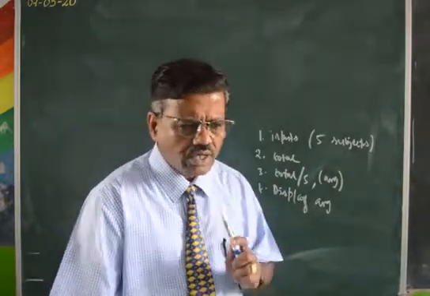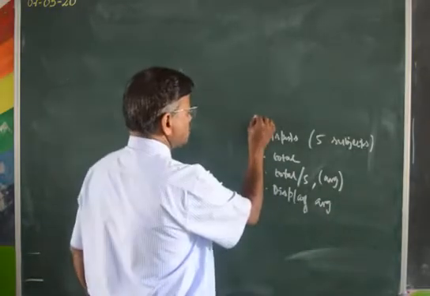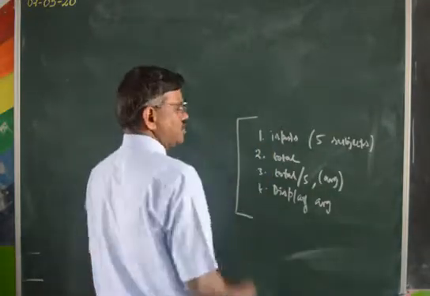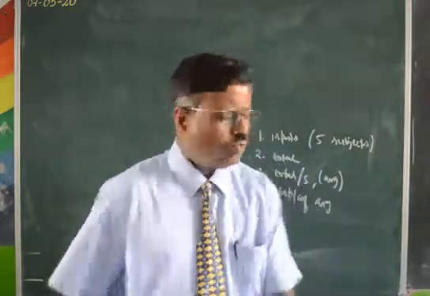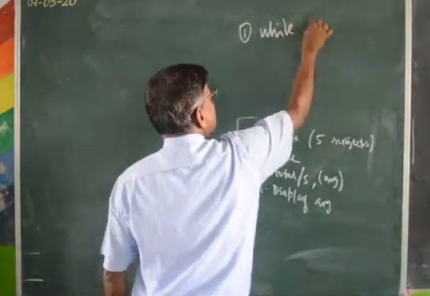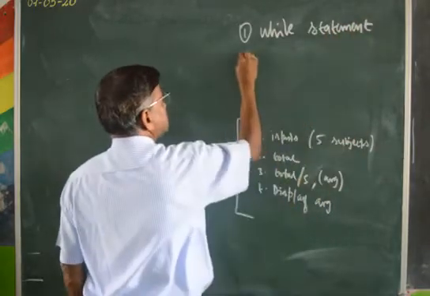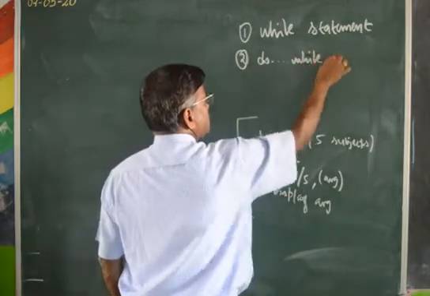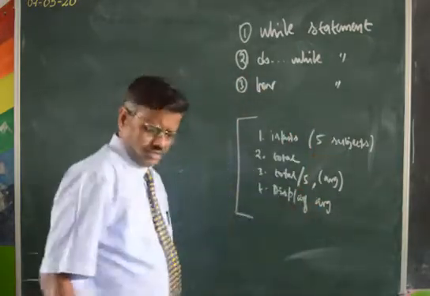Instead of doing it for one individual student, I want to do it for an entire class. So here I have a looping. What do I use? There are 3. Java allows us to use 3 looping statements. One is known as the while statement. Second one is known as the do while statement, and third one is known as the for statement.